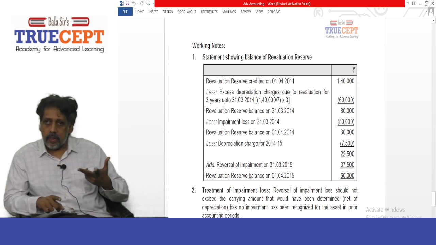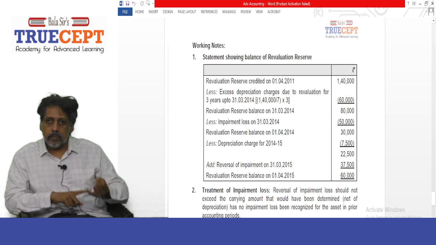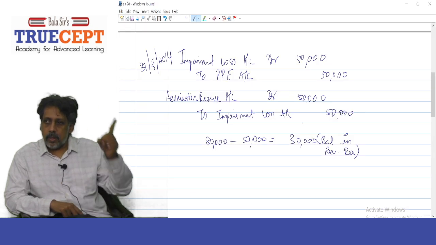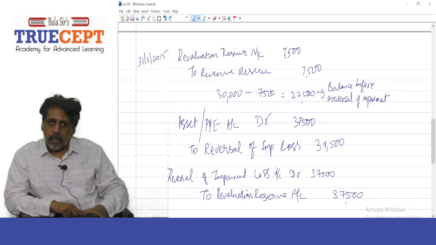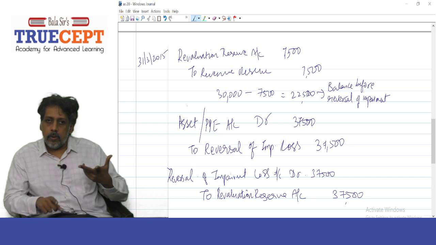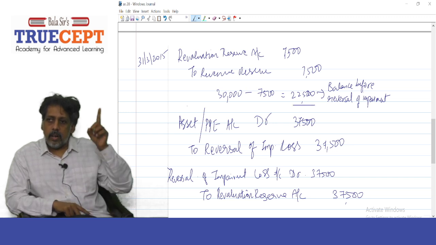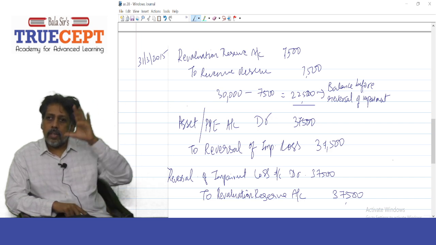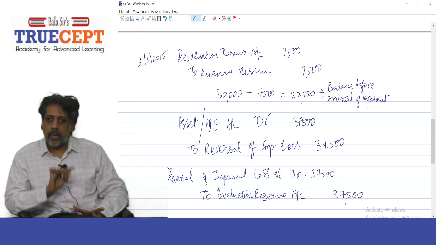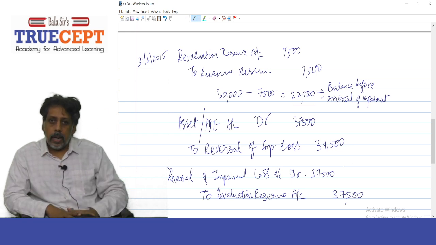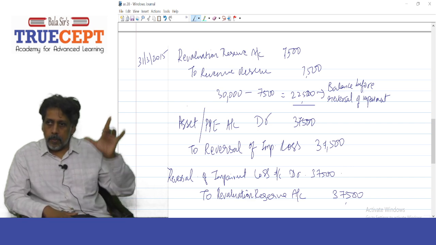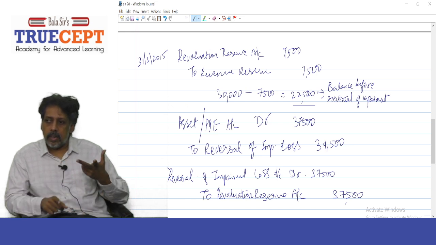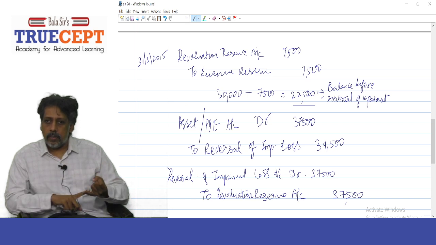Remember again the excess, 1,07,500 minus 1 lakh. Therefore, again revaluation reserve account debit to revenue reserve 7,500. After this entry, the balance will be 22,500 in your revaluation reserve account before you account for the impairment loss reversal. Is that fine? Yes, sir. I shouldn't say impairment gain. Impairment is a negative term. Got it? So you say impairment loss reversal or reversal of impairment loss.